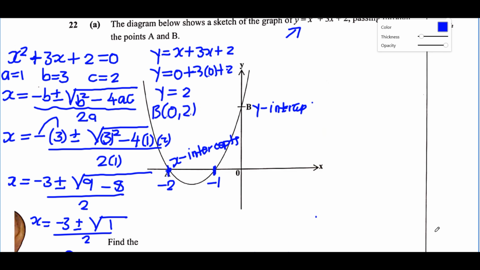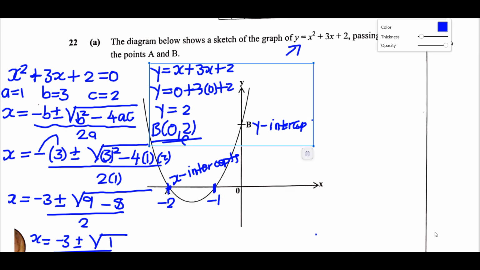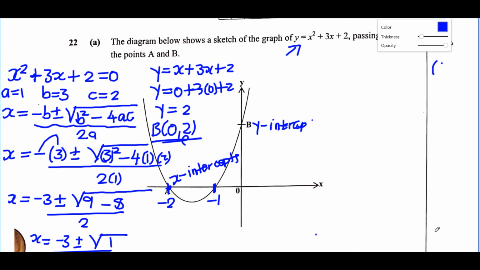So the easiest way is just that whenever you want the coordinates of the y-intercept, just say 0, the constant number. So the constant number is 2, so it's 0, 2, as simple as that. Right, so let's use now the factorization method. So I'm going to write my equation here. I'm going to say x squared plus 3x plus 2 is equal to 0.